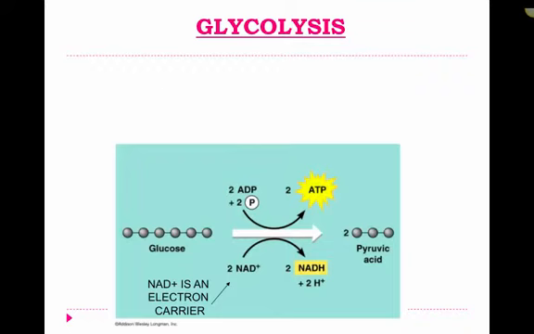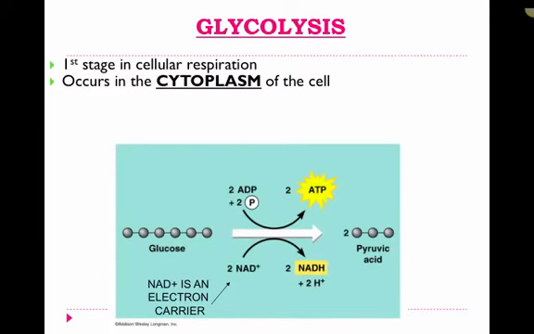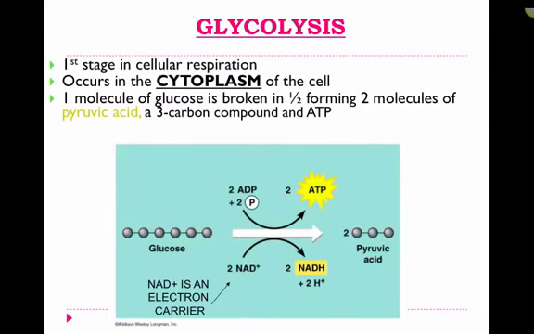So the first part of cellular respiration is glycolysis. Glycolysis is the first stage in cellular respiration that occurs in the cytoplasm of the cell. In glycolysis, one molecule of glucose is broken in half and forms two molecules of pyruvic acid, which is a 3-carbon compound, and ATP. So if you look at the image below, we have glucose.